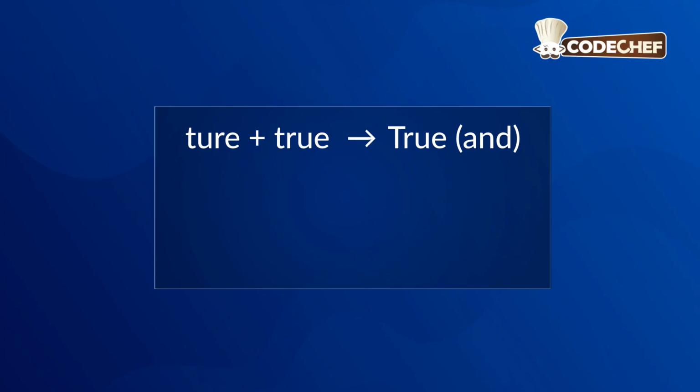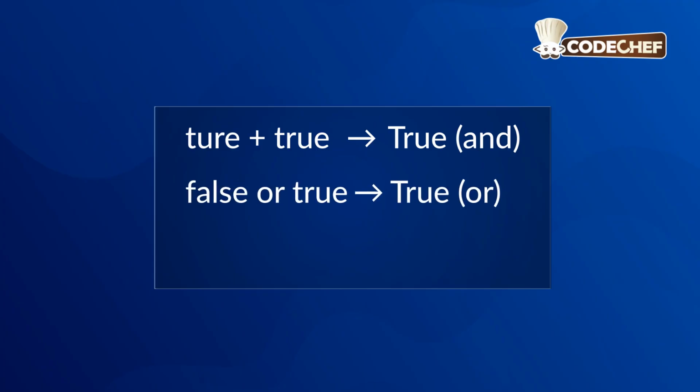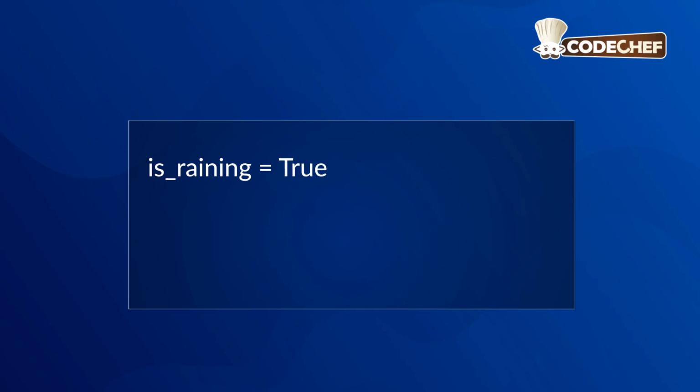Let's break them down. And returns true only if both conditions are true. Or returns true if at least one condition is true. Not reverses the result. True becomes false and vice versa. Let's see how each logical operator works in Python, line by line.